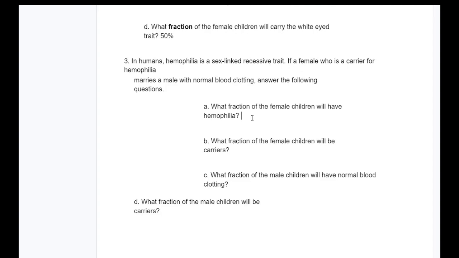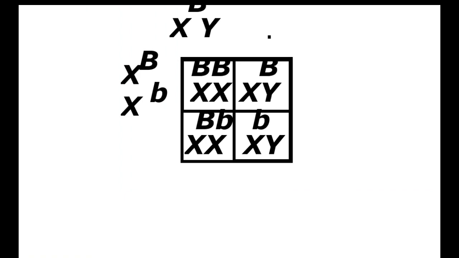So what fraction of the female children will have hemophilia? Let's go back to this, and I'm going to show you the chart. Doesn't she have one big, one small? And doesn't he have one big? This is the exact same problem. Whatever answers we got here, we could just pretend that the B's are for hemophilia, like H's. It doesn't matter what letters. So we're looking at one normal female, one carrier female, one normal male and one hemophiliac male.